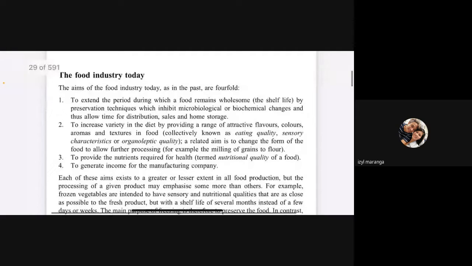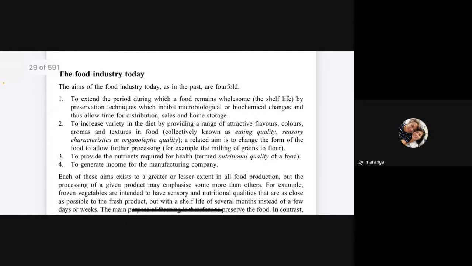So the food industry today, anyone who would like to share their views? What is the status of our food industry today, especially in the Philippines? Anyone? Yes, Jessa. Jessa, are you still there?